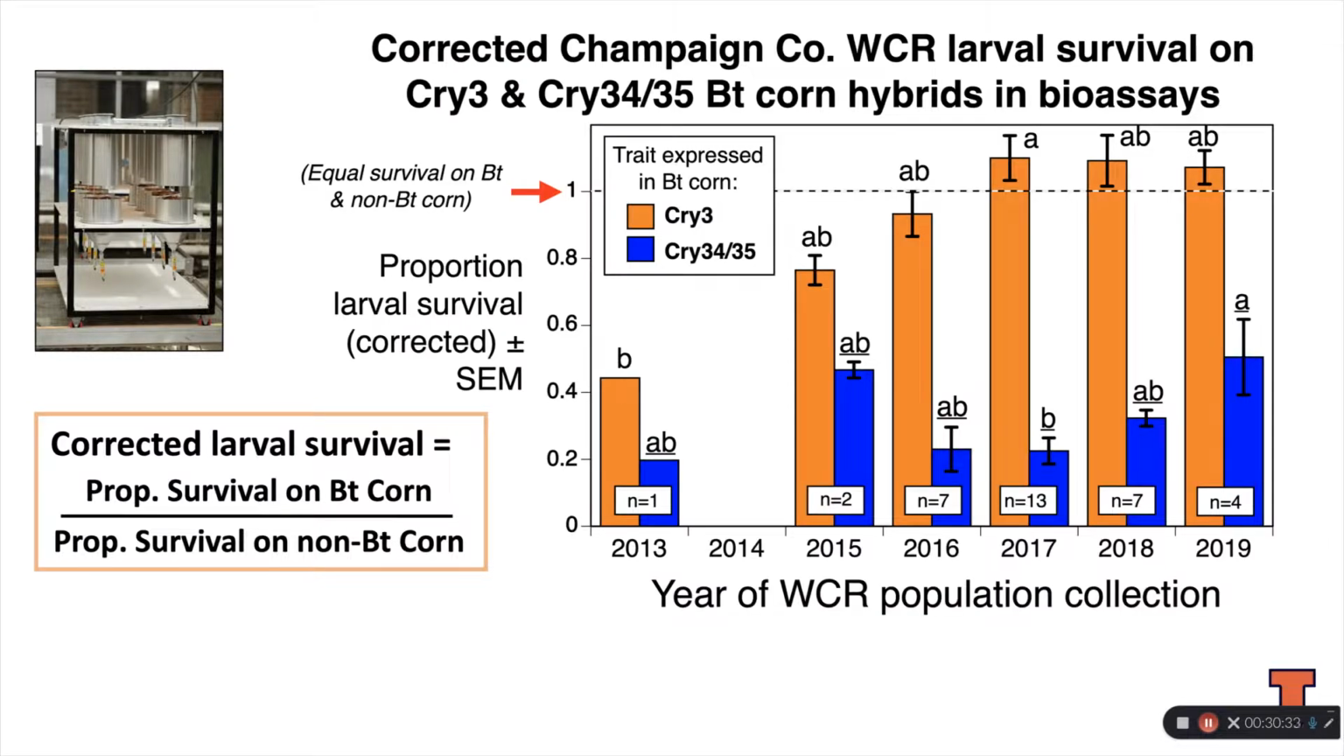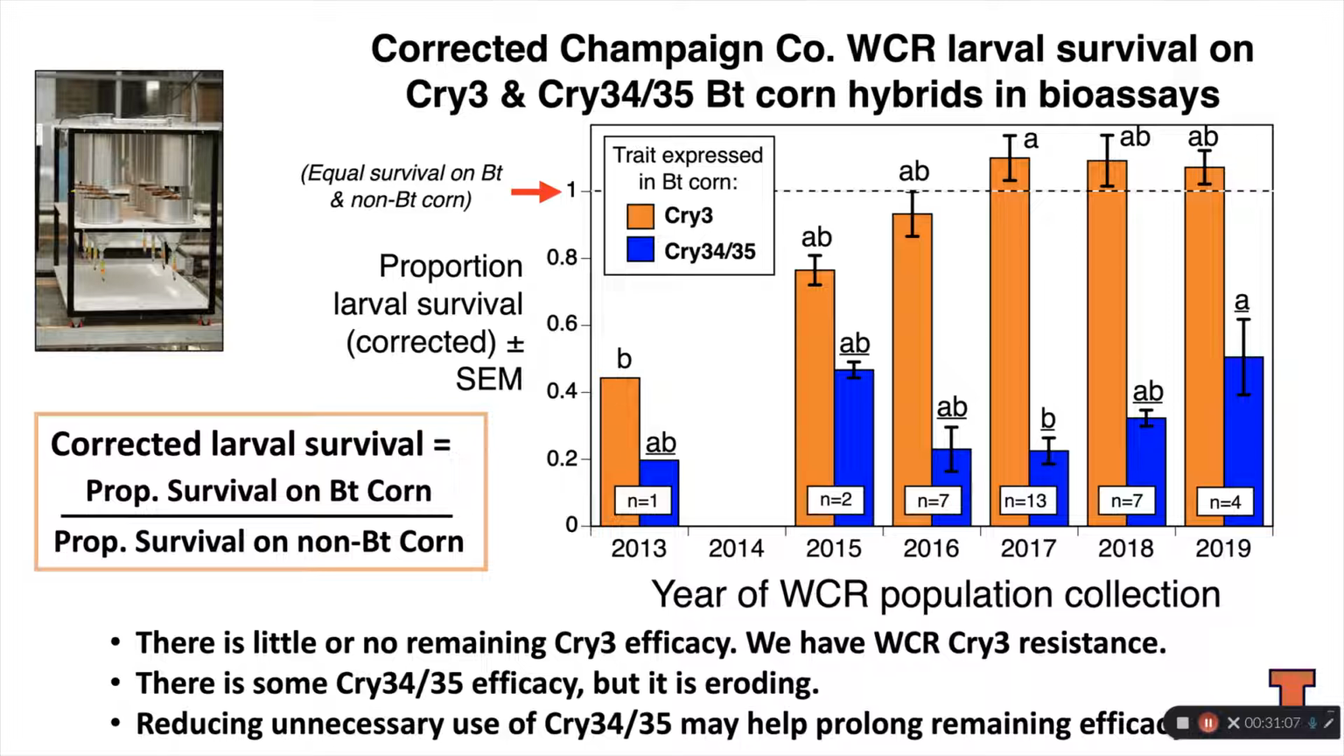So here are data on corrected Champaign County Western corn rootworm survival in my bioassays. In this graph, the bar heights are the proportion of larval survival that's been corrected, and the years run along the x-axis. The orange bars are corrected survival for insects exposed to a Cry3 toxin, and the blue bars are corrected survival for insects exposed to Cry34-35.